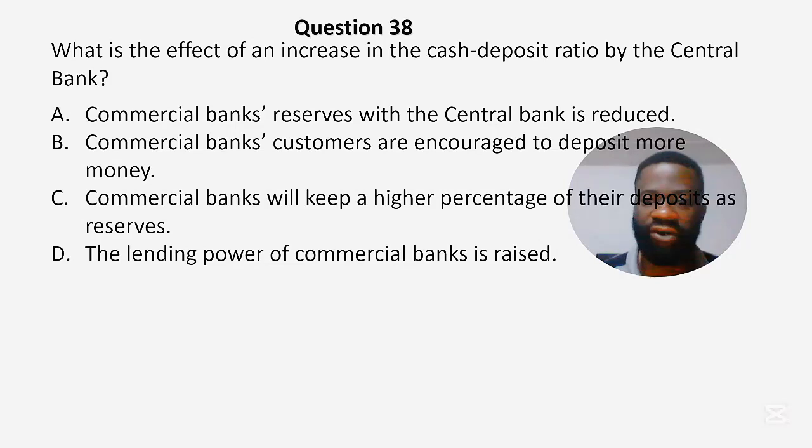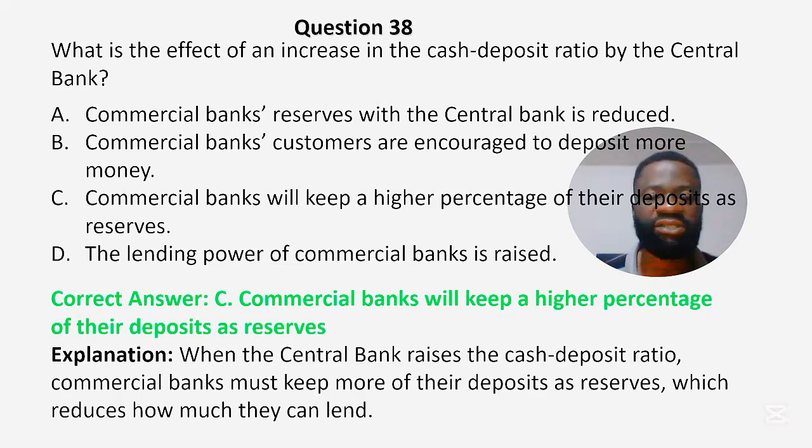The correct answer to the question is option C. Commercial banks will keep a higher percentage of their deposit as reserve. So when the central bank raises the cash deposit ratio, commercial banks must keep more of their deposit as reserve, which reduces how much they can lend.